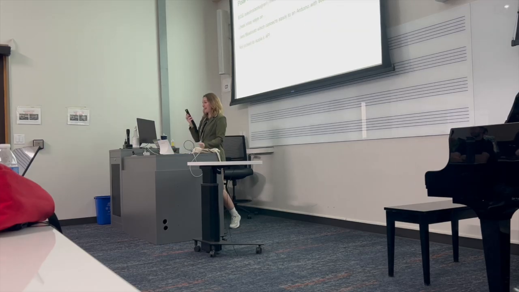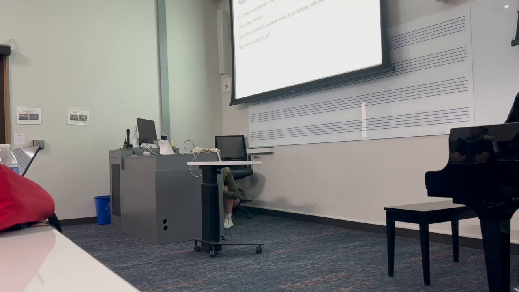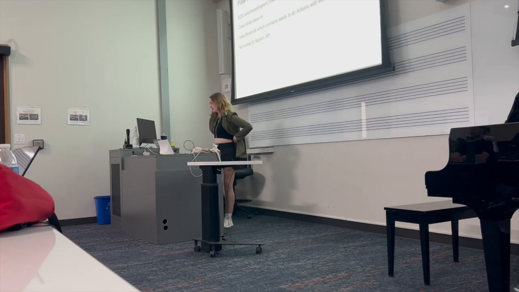But this thing, the Polar H10, uses electricity. It's an ECG instead of light detection, so it detects the tiny electrical signals that your heart produces with every beat by picking them up through this soft material. But in order for it to work, you have to wet it. So I'm just going to do that really quickly. Okay, it's done. So then I put it on here. And that's flush on my back.